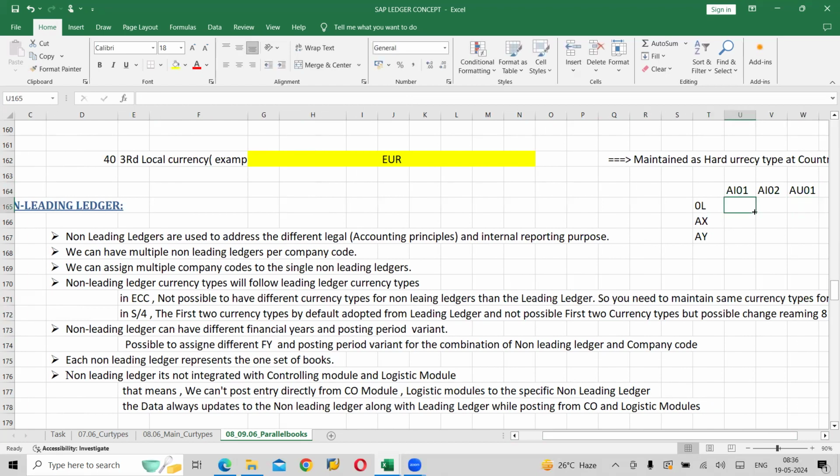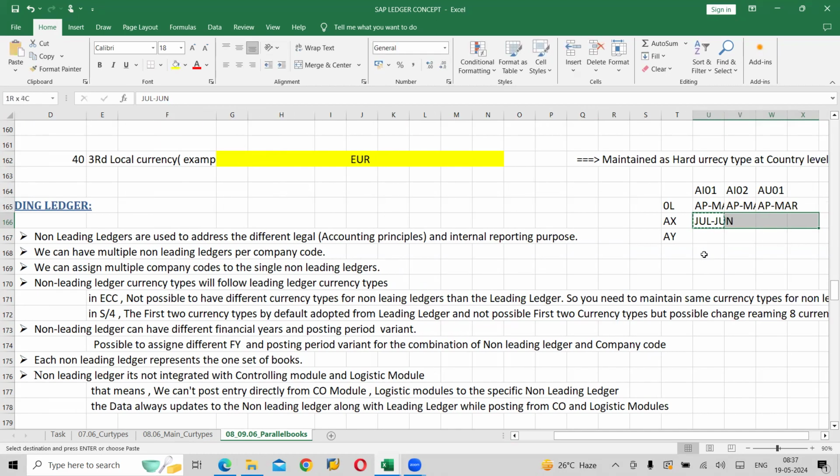So here we have taken the fiscal year as April to March, and here also it's the same, April to March. But here, in the AX ledger, the non-leading ledgers, I'm having two. So here we can have, for IFRS purposes, for example, July to June, as per your company requirement. And here for the US company you can have January to December.